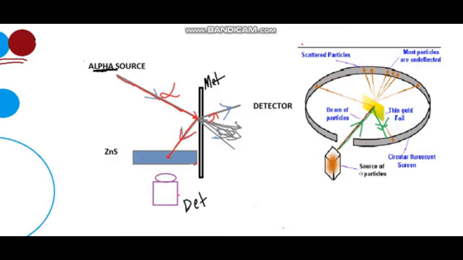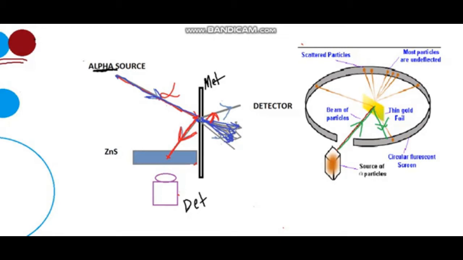So these alpha particles, when they are ejected from the alpha source, are coming and hitting this metal surface. It is observed that most of the alpha particles pass through undeviated or only slightly deviated, and some of them show some kind of scattering, and some of them are deflected back like this. So these were the observations.